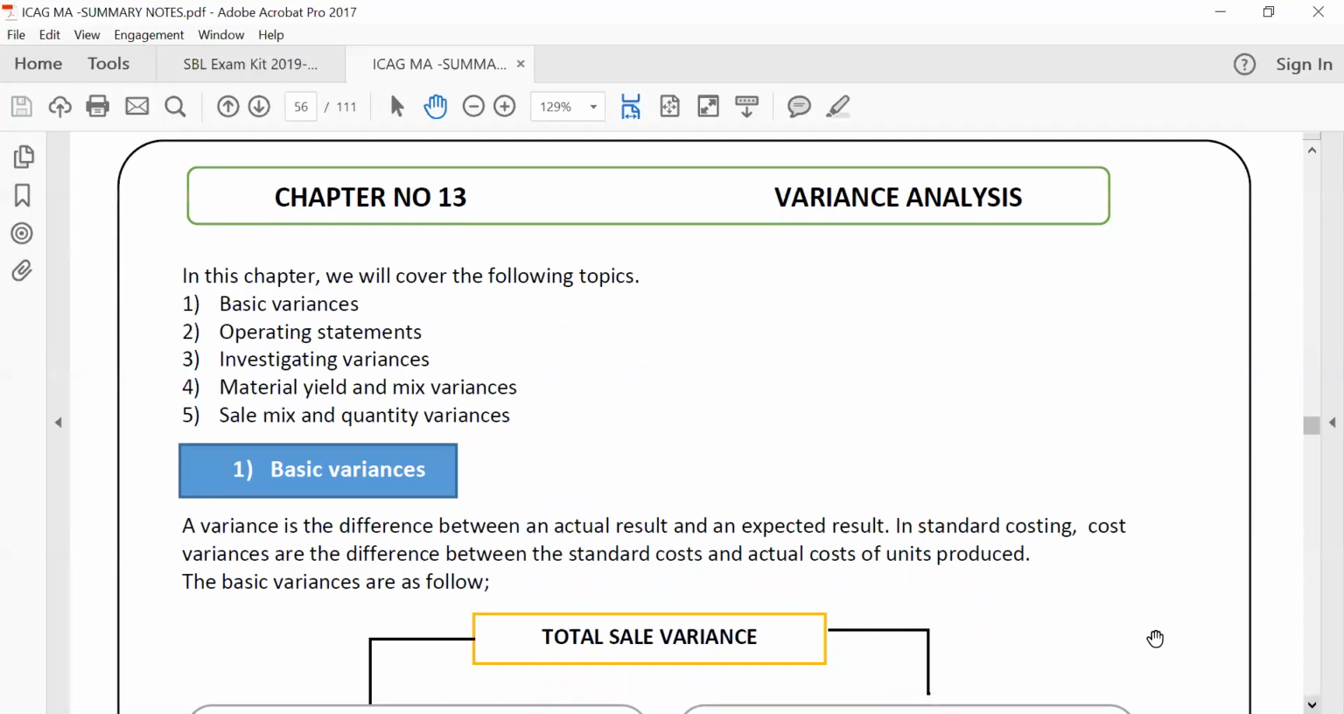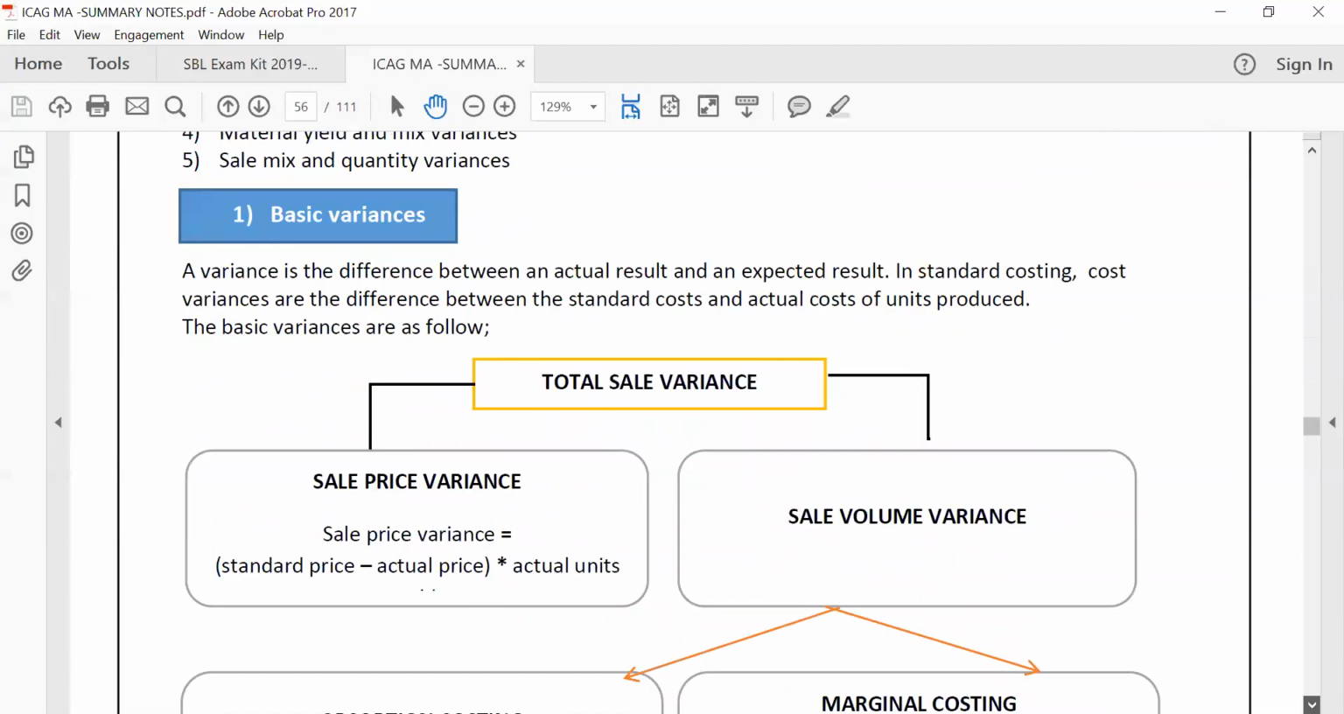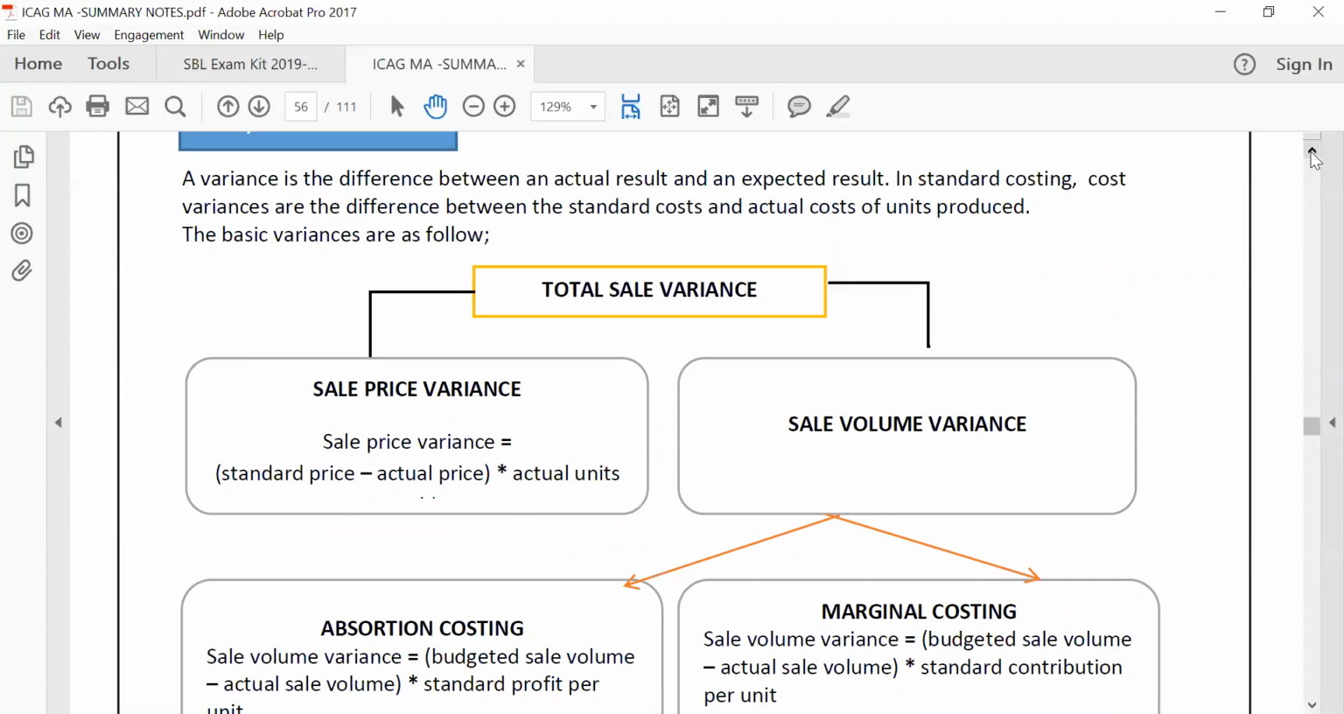Right. So in this chapter, we will cover the following topics: basic variances, operating statement. As you look at your syllabus, these things were picked from your syllabus. Then investigating variances. This is the side which is of importance. The student can calculate the variance, but is not able to do the talking aspect of the calculations.